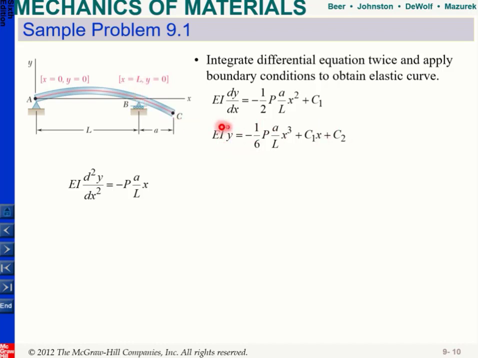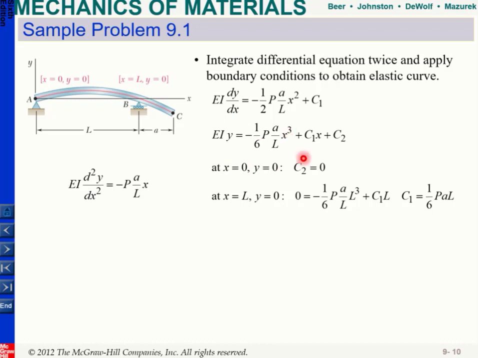Okay, so from this equation, I can use the boundary conditions. When x is equal to 0, y is equal to 0. If you put it there, this term is gone, this term is gone, only C2 is left. So C2 is equal to 0. And then I can also use the second one. When x is equal to L, y should be equal to 0. And from that, you can get your C1.